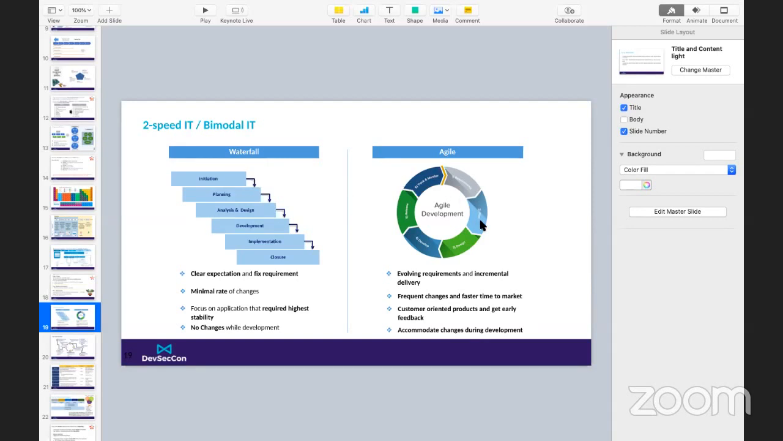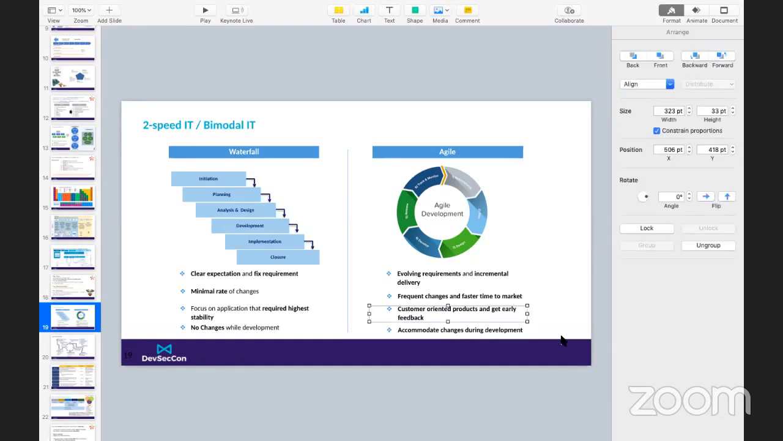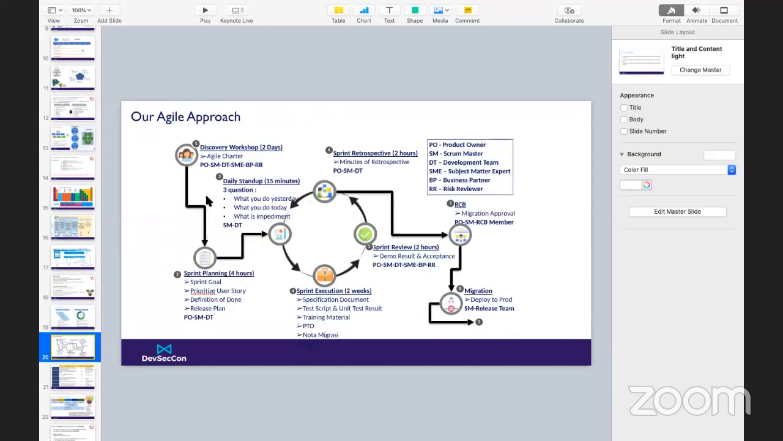And how about if the characteristic of your product is evolving requirements and also incremental delivery, and also frequent change, and also you need a faster time to market? You also need customer-oriented products and early feedback, and also need to accommodate change during development, so you can go with the agile. So it depends on the product that you want to build actually. So this is the process that we use for our lean process.